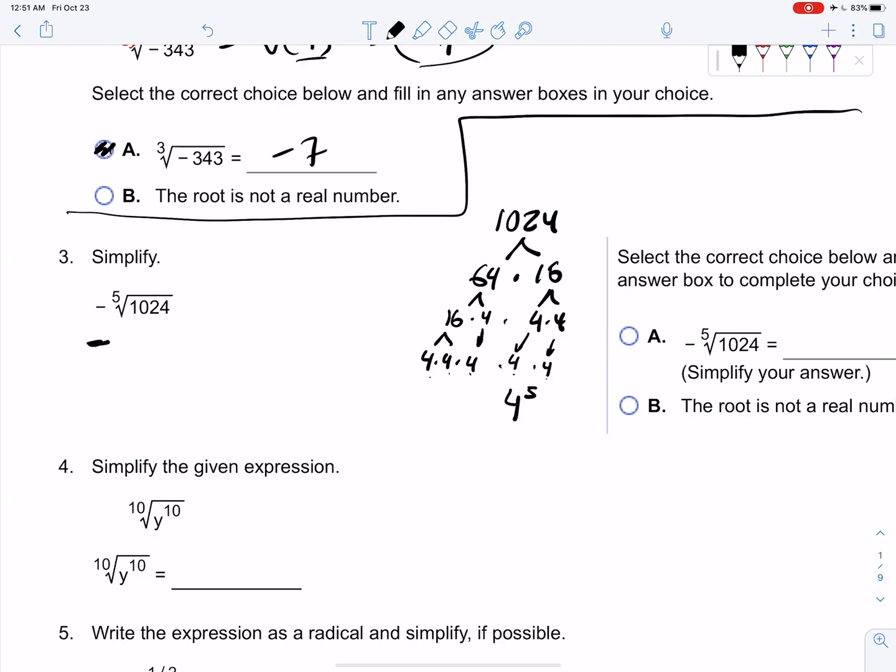I'm going to write it under. There's the negative. I've got this 5th root. And I now can write the radicand, which is 1024, as just 4 raised to the 5th power. So once again, this negative is just going to drop down. And now, when the power of 5 matches up with the identical index of 5, out comes this interior radicand base, and we get an answer of -4.